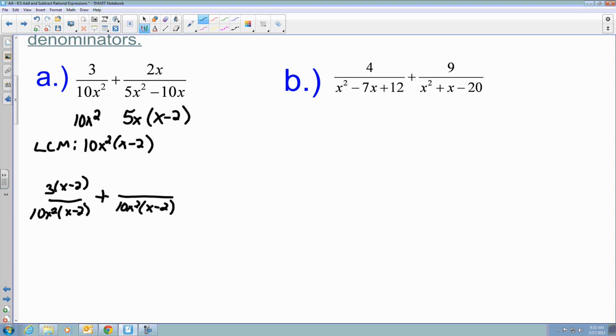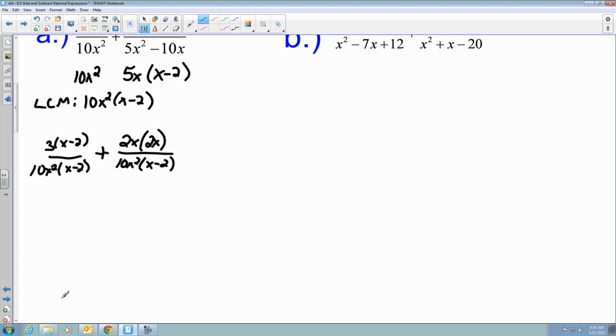And what I've multiplied additionally with my denominator on the right hand side of my addition sign is a 2x onto my denominator, so I must do the exact same thing to my numerator.